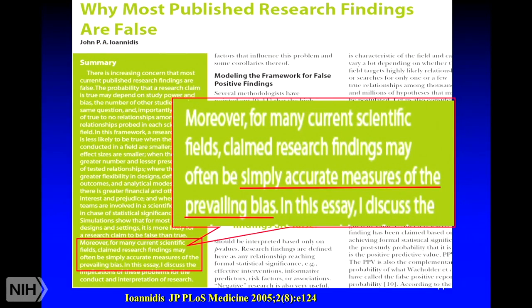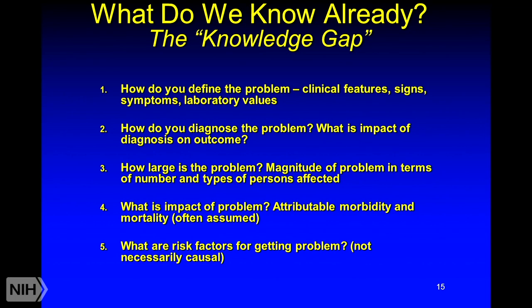So John Ioannidis actually brought this up in an essay that he wrote in 2005, saying that for many current scientific fields, claimed research findings may often be simply accurate measures of prevailing biases. And so what he meant by this, too, is that if you don't design a study properly, you may get an answer with a p-value around it, but a p-value doesn't tell you anything about clinical meaning, nor is it a measure of bias. So a poorly designed study can get you an answer with a p-value of 0.001, but all you've done is measure what that bias was. So you got an answer that was accurate, but just more accurately wrong. And that's the point that he makes in this particular essay.